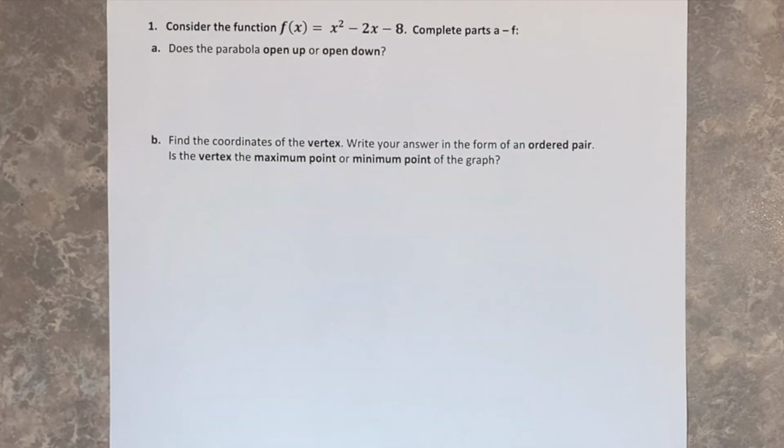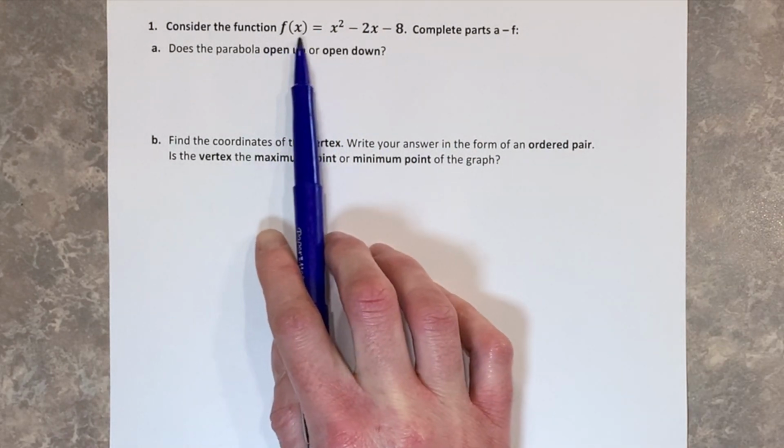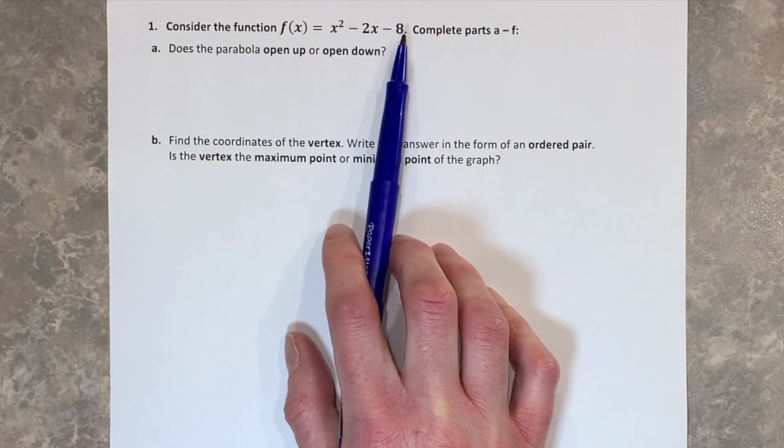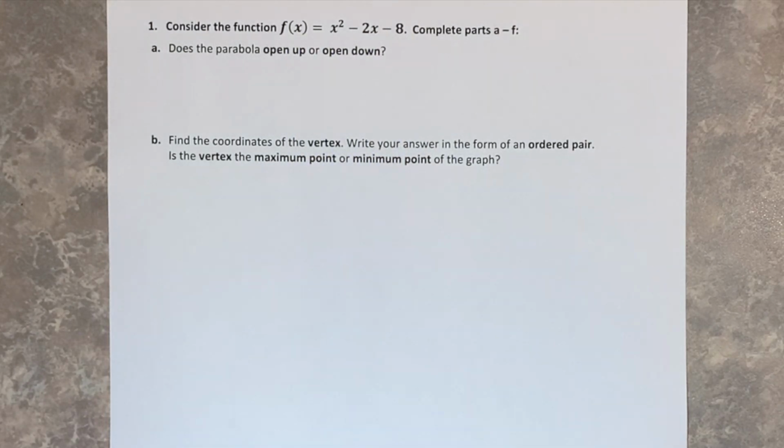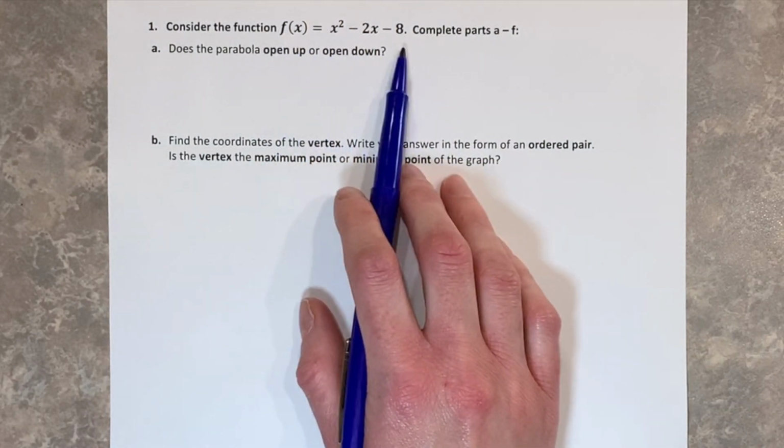Let's try example number 1 together. We're going to take a look at this given function here, and we're going to complete steps A through E in order to help us graph this function. First step A, I'm going to just start by copying this function down.